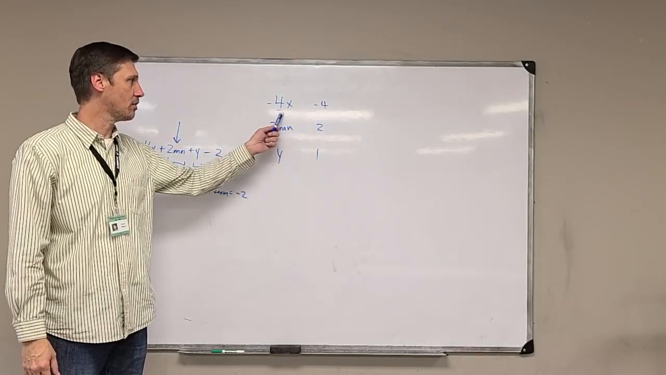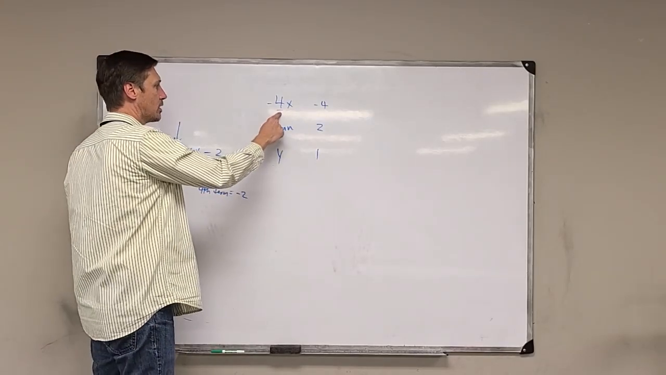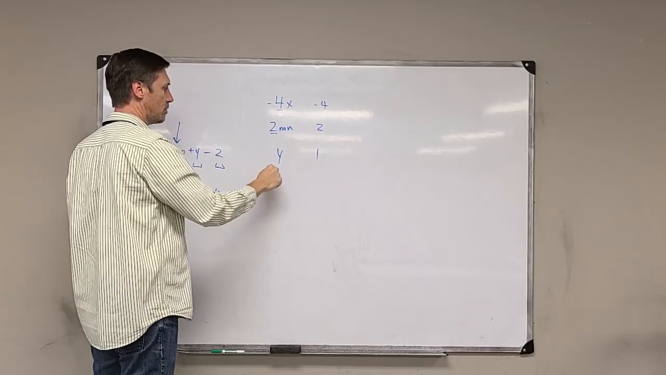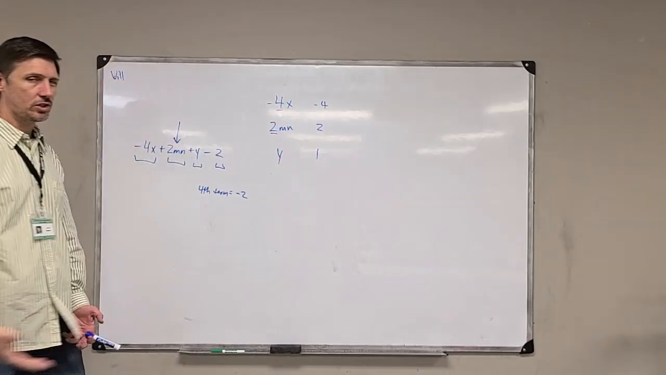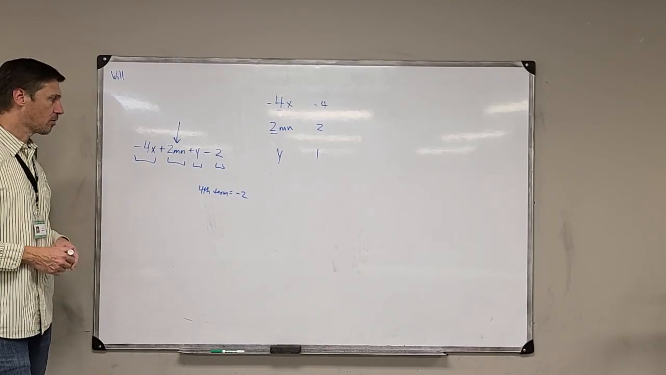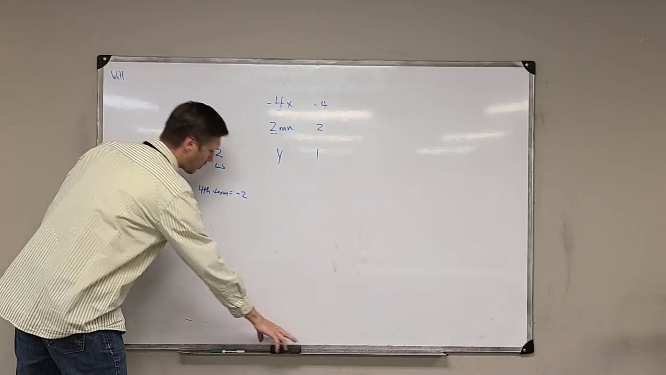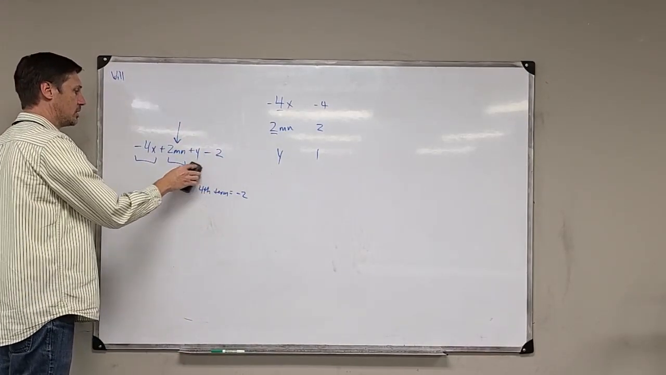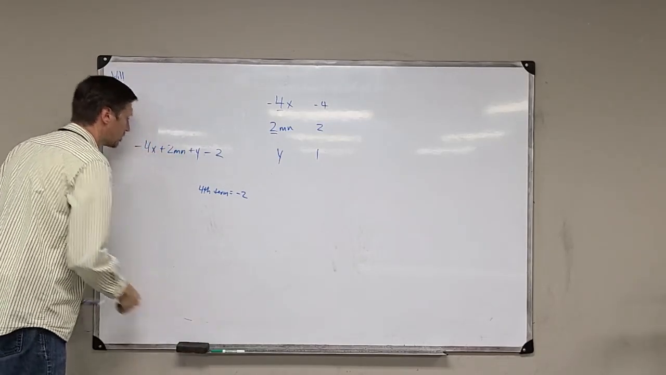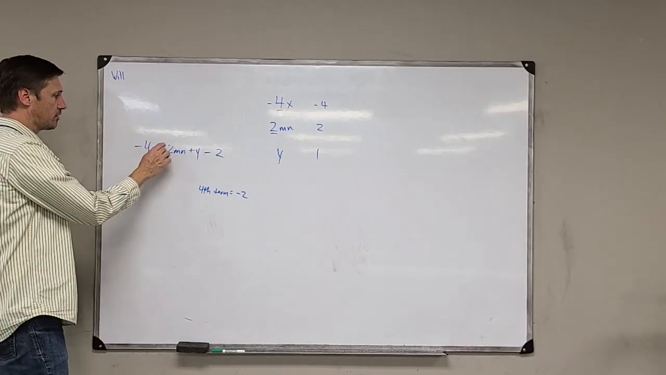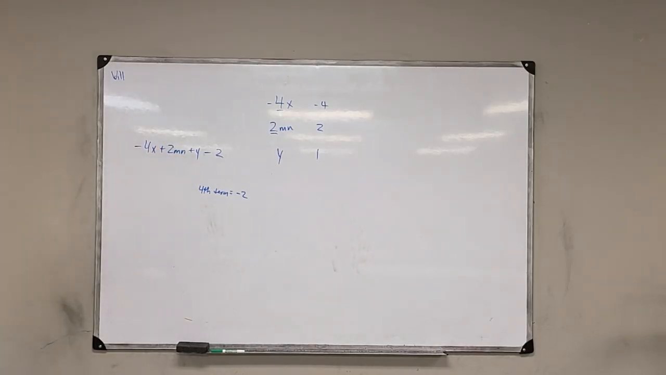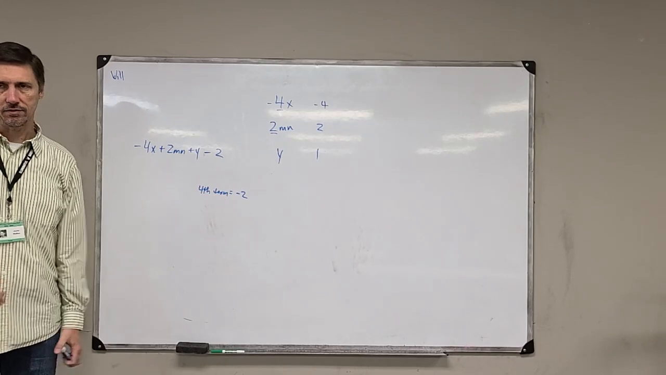I identified that the coefficient of each of these terms: the coefficient of this term is -4, of this term is 2, and of this term is the understood 1 that's there. So it's just the numeric value in front of the variable. If we put all these together, separated by pluses and minuses, then we call each of those values the terms of this particular expression. So the first term would be -4x, the second term would be 2ln, the third term would be y, and the fourth term is -2.